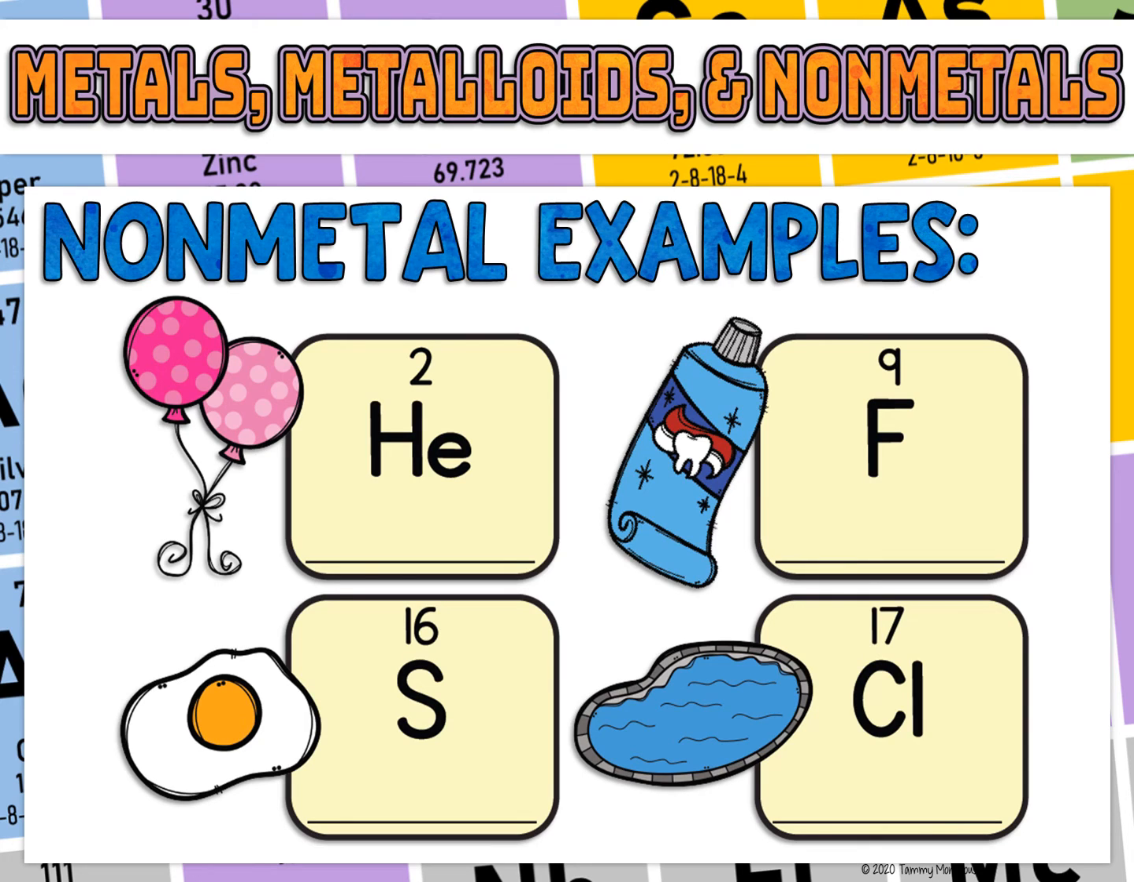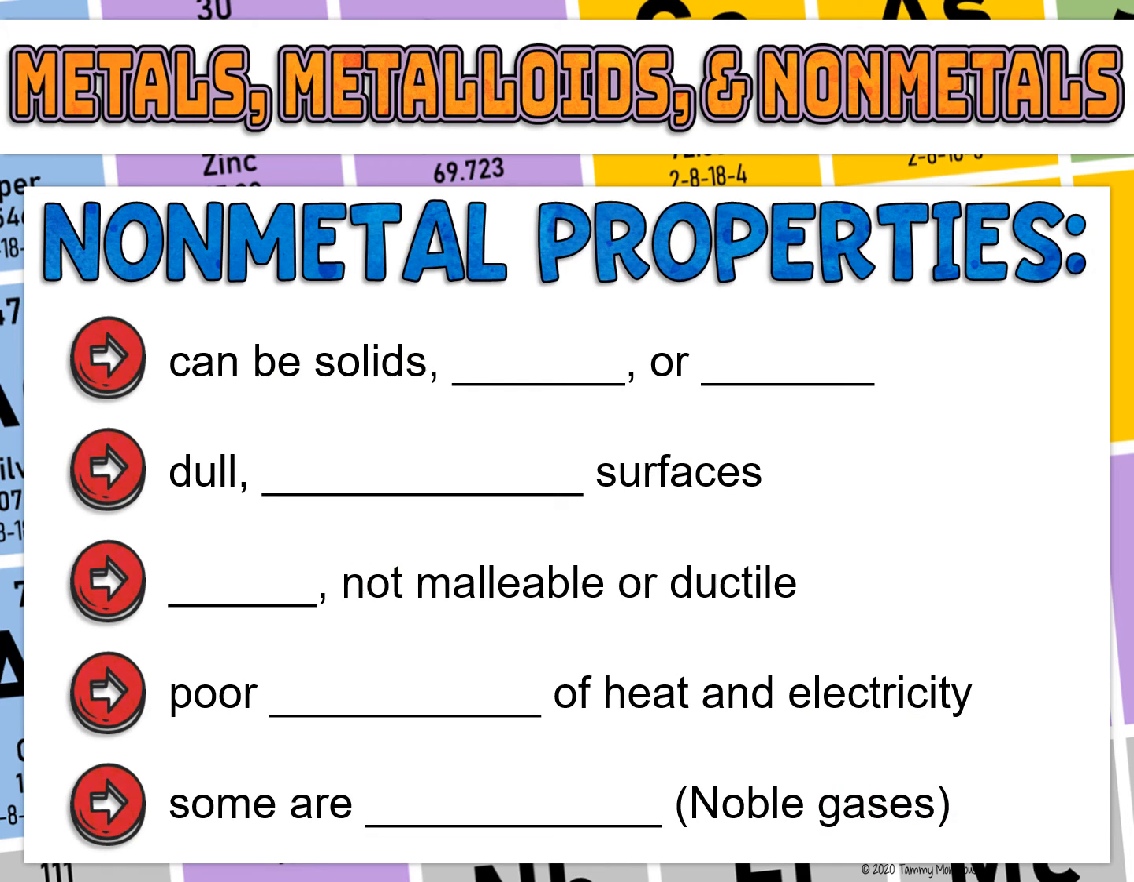Examples of nonmetals are helium, with 2 electrons, fluorine, which is one of the halogens over on the far right-hand side, sulfur, and chlorine. So those are examples of nonmetals. They can be solids, liquids, or gases at room temperature, so you'll find them in various states.